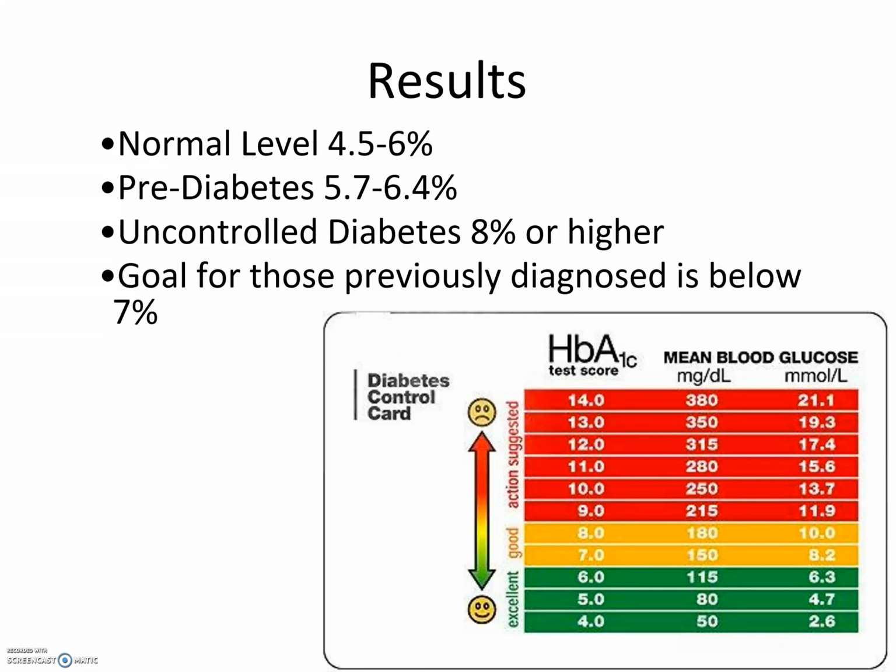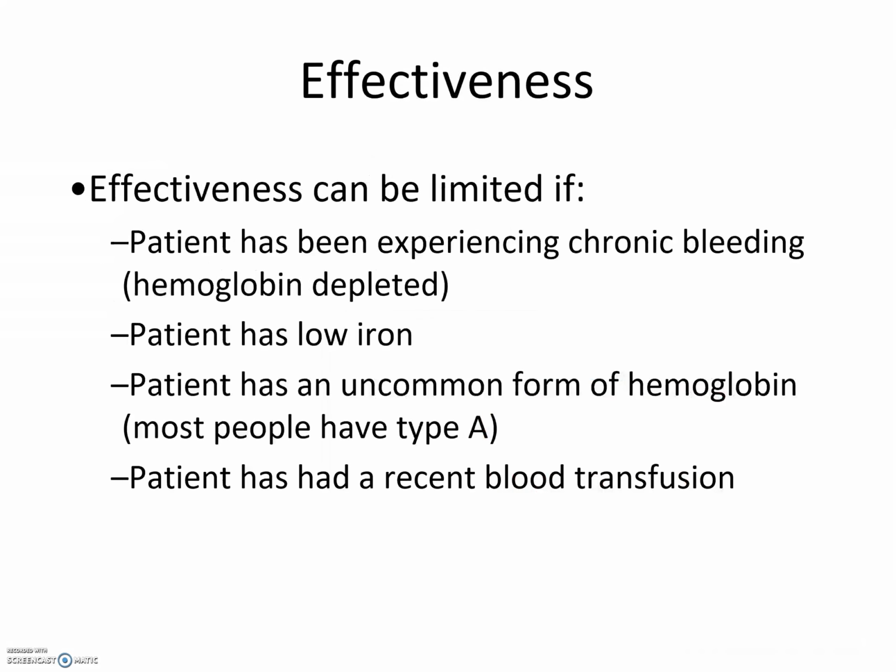So make sure you understand that chart. Under 7 is the goal. Around a 4, 4.5 is for normal non-diabetics. This A1C and the glucose testing can have decreased effectiveness. It can have inaccurate results if these little conditions apply.